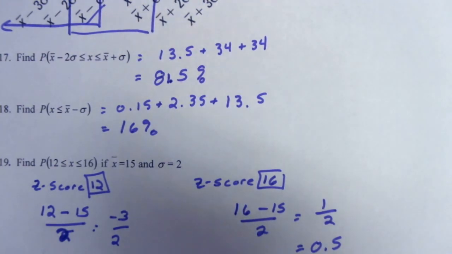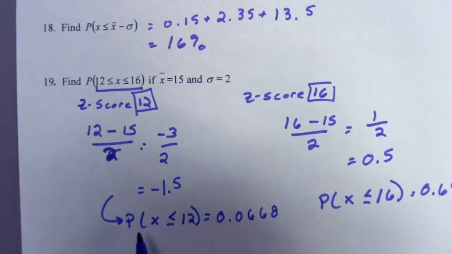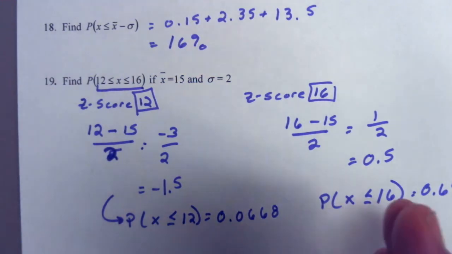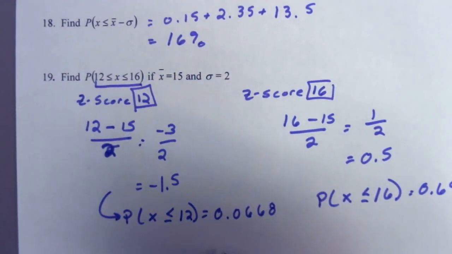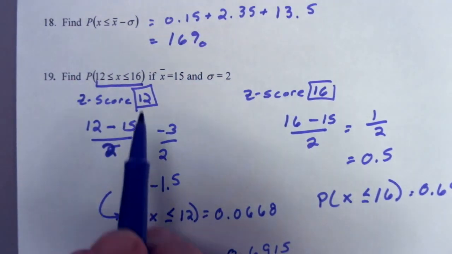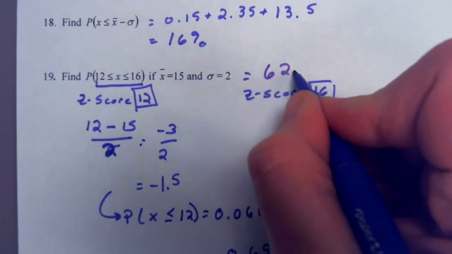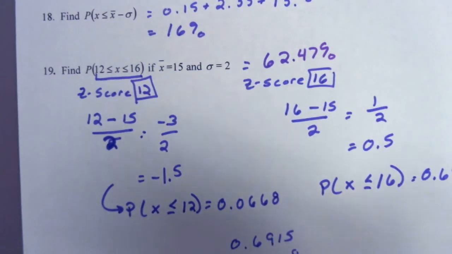Now what I need to do to find the interval between 12 and 16 is I need to subtract these. This gives me less than 12. This gives me less than 16. So I take the largest, 0.6915, subtract 0.0668. When I subtract, I get 0.6247. So the probability of your score being between 12 and 16 is equal to 62.47%.